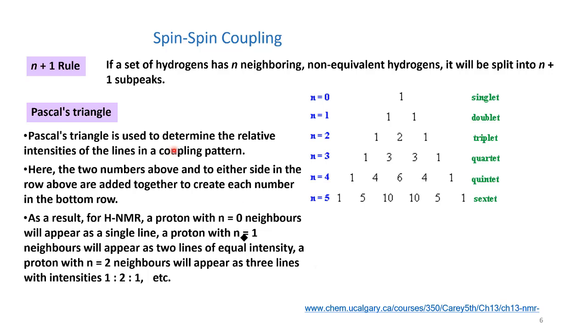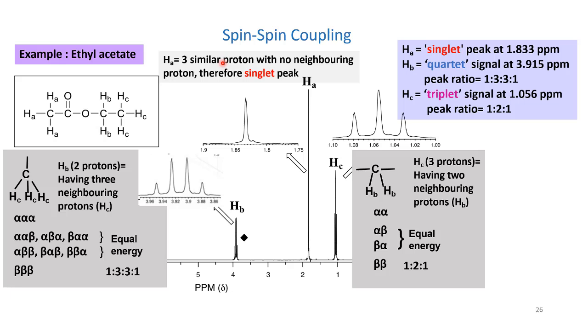So Pascal's triangle is used to determine the relative intensities of the lines. So intensities we can also calculate. 1 plus 1 is 2, that is how we calculate. Then 1 plus 2 is 3 here, and 2 plus 1 is 3 again. And then we add these, 1 plus 3 is 4, then 3 plus 3 is 6, and 3 plus 1 is 4. So likewise we can calculate the intensity of the peaks for different numbers of n or hydrogens. That is why we know these peak intensities.